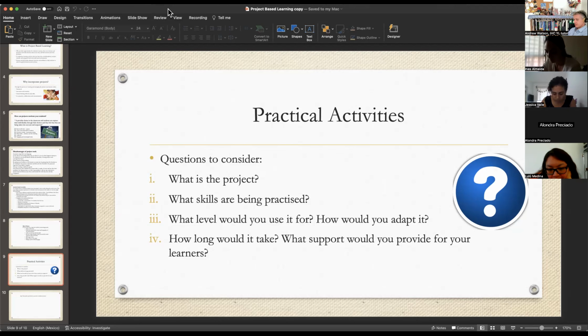Then we thought of how long it would take. We were thinking about three one-hour lessons. The first lesson would be the warmer, the vocab brainstorm, and the lead-in discussion. The second hour could be just a jigsaw reading, because I think that would take a long time. And the next hour would be their own preparation of their festival.